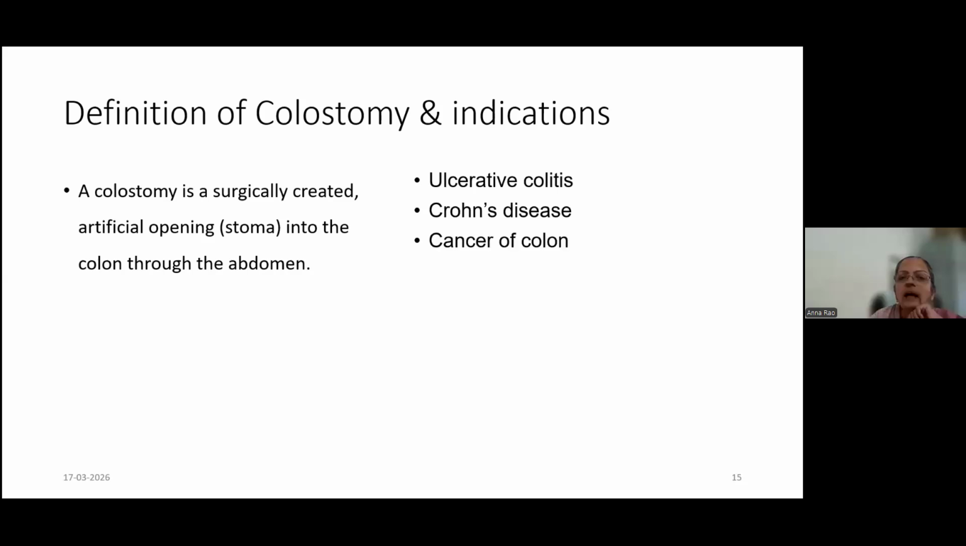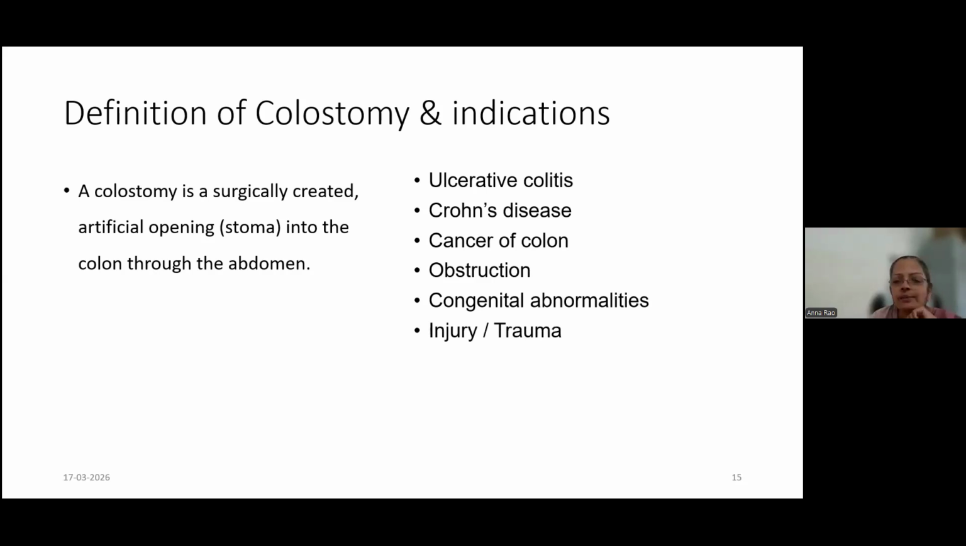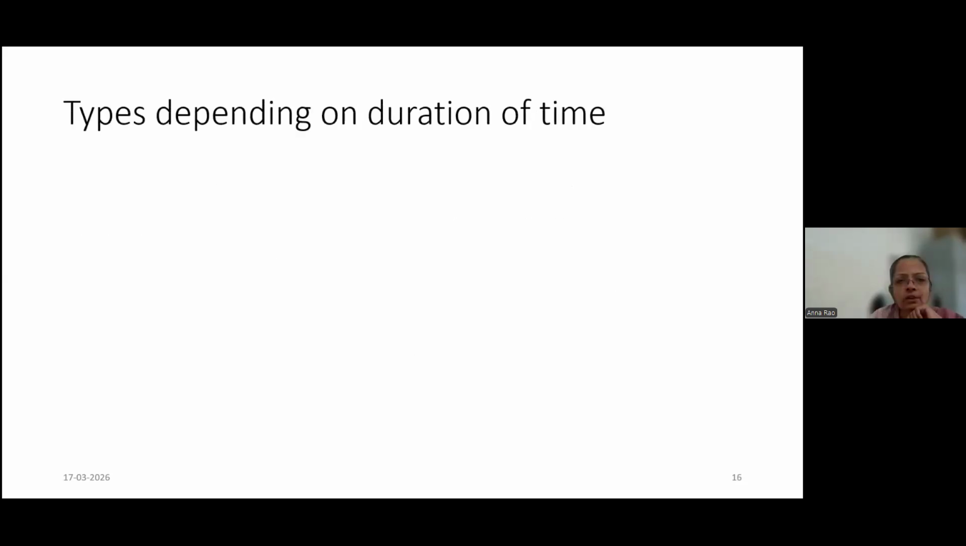The patient may be having ulcerative colitis or Crohn's disease, of course, cancer of the colon, if there is any obstruction, any congenital abnormalities, small babies may land up undergoing a colostomy procedure, if there is any injury or trauma, whether any fistula has come. Okay, so these are some of the indications where the patient will undergo colostomy procedure.